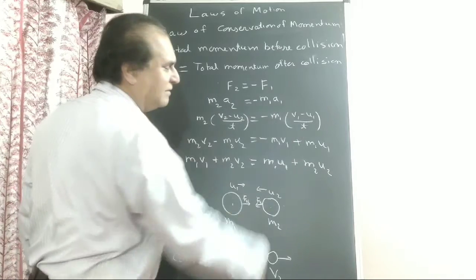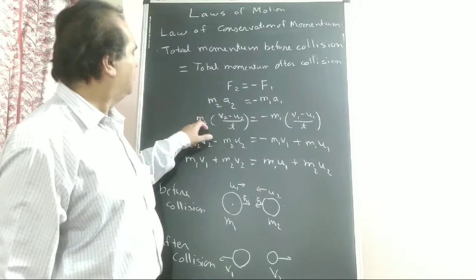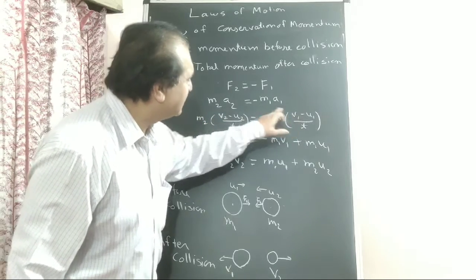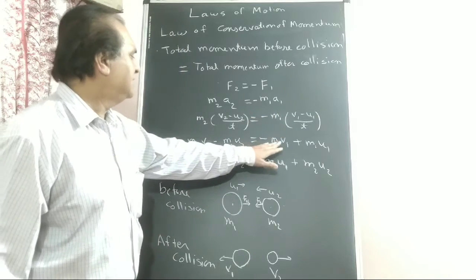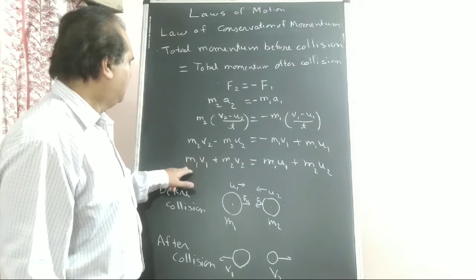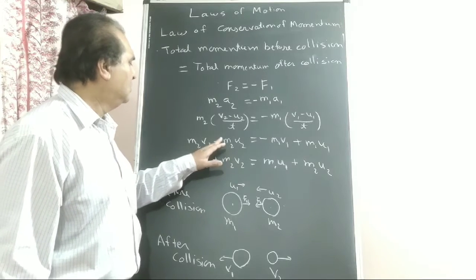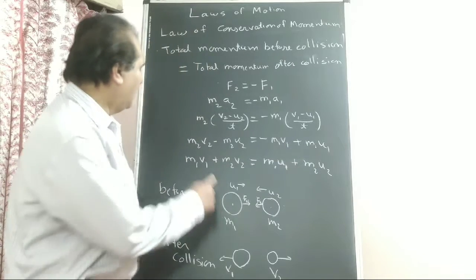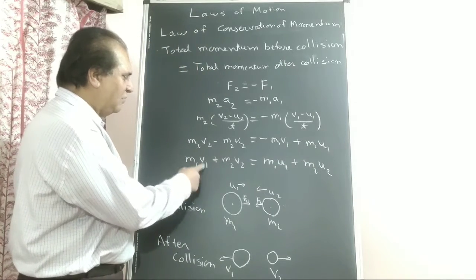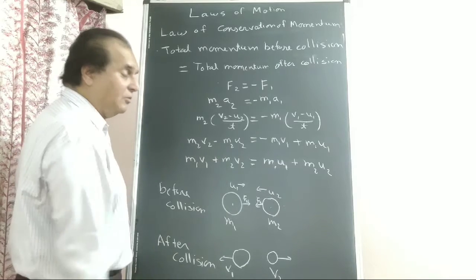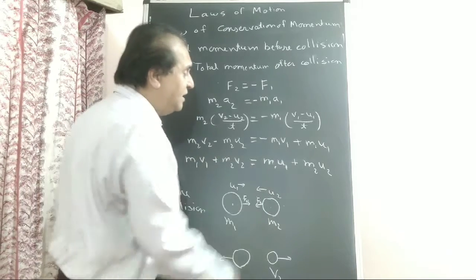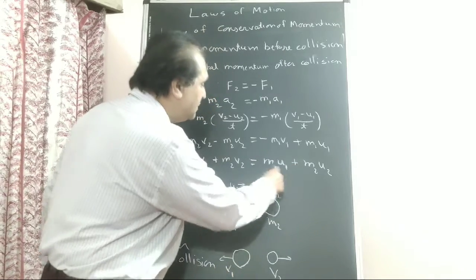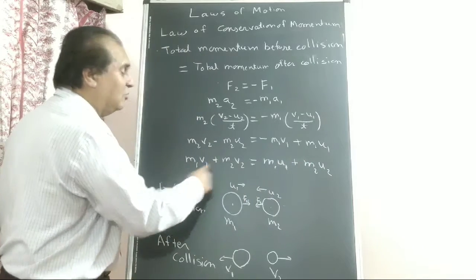T is the same denominator, cutting. I am just opening: M2V2 minus M2U2 is equal to minus M1V1 plus M1U1. Minus M1V1, I am shifting this side, becomes plus. M1V1 plus M2V2 is equal to M1U1 plus M2U2, shifting that side. So M1V1 is final momentum of first body. M2V2 final momentum of second body. M1U1 initial momentum of first body. M2U2 initial momentum of second body. So this is total initial momentum, total final momentum, proved.